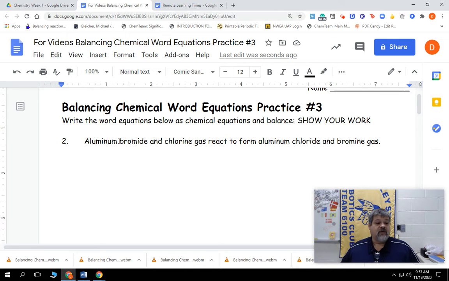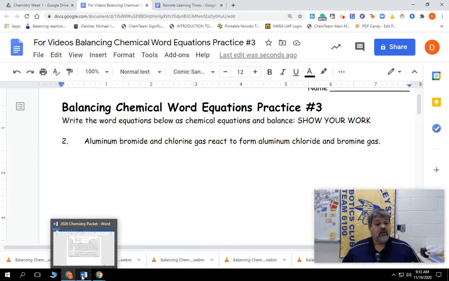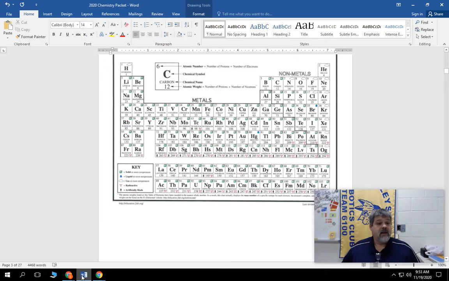Aluminum bromide, there is no Roman numeral here, so we know that it is a type 1. So we have to get the charges for both aluminum and bromine. We're going to look at aluminum, and the easiest way to do that is to go to our packet. Again, use your packet. Once we get to our packet, there are two ways to do this. You can go over here. We know that it is listed in column 3A, so we know that it has 3 valence electrons.